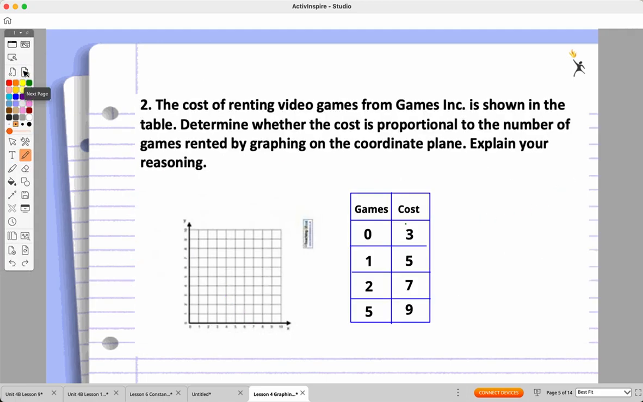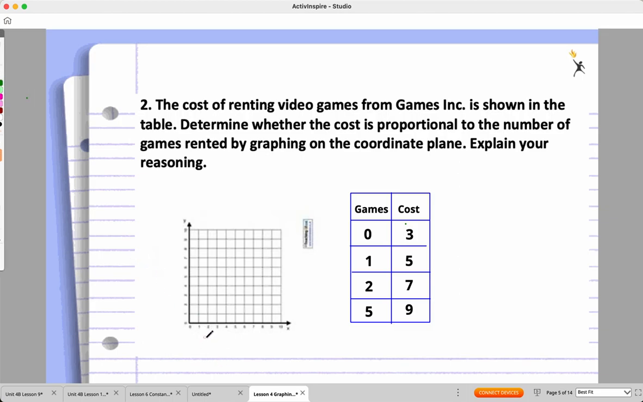Okay. So let's take a look at this one. The cost of renting video games from Games Inc. is shown on the table. Determine whether this cost is proportional based on the number of games rented by graphing this on a coordinate plane. So again, we'll say our games are down here, because that's our x. That's what causes the cost to change. Here's cost. So if you rent 0 games, you're going to spend $3. 1 game you rent, $5. 2 games, $7. 3 games, $9.